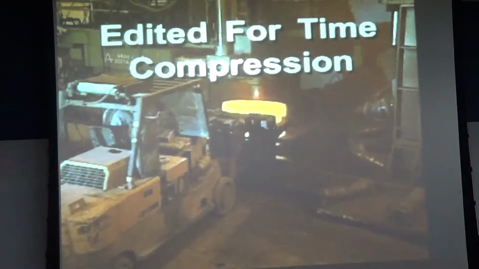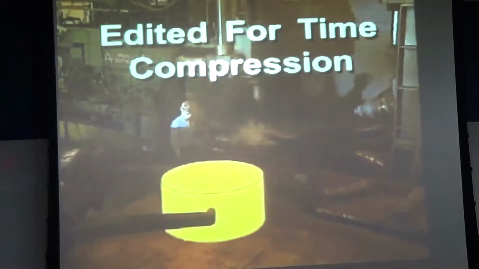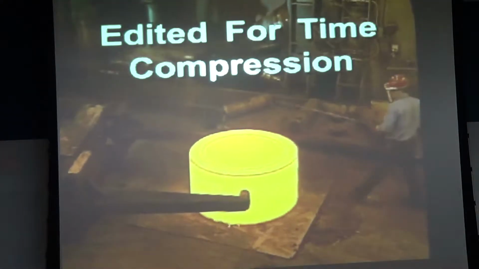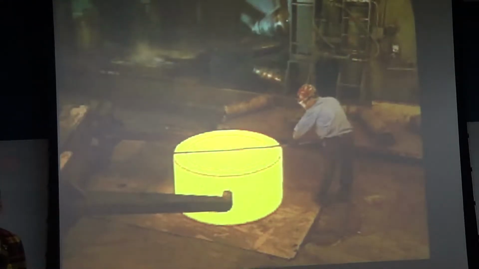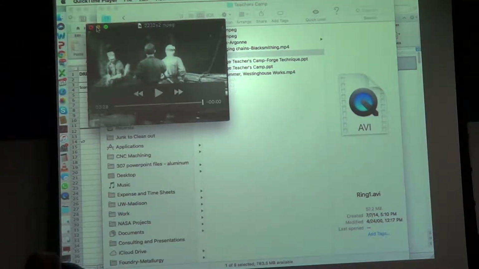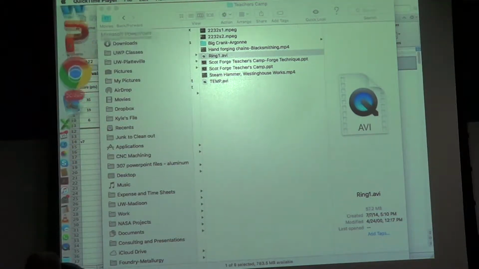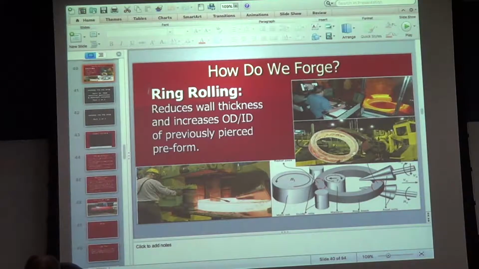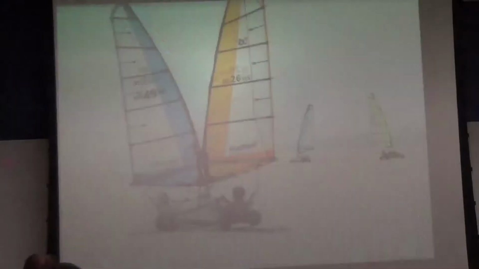So that was a super fast video, but it still shows you the basic process of how we would do that. Our equipment will allow us to roll a ring around 20 feet or so in diameter and up to about 80,000 pounds. There are other ring rolling machines in the industry that can go larger than that. Any questions so far while we get back to the slides?